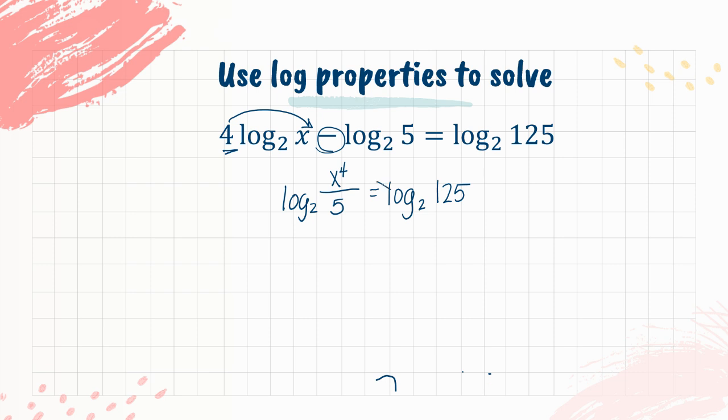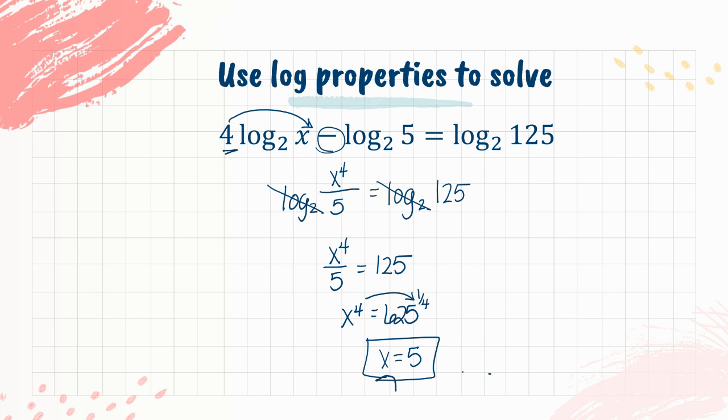Now I have a log on each side, which means that I can cancel. And I'm going to solve what's left. So x to the 4th divided by 5 is equal to 125. My first step is to multiply by 5. And then my next step is to either use my exponent chart to figure out what number to the 4th power is 625, or to flip the exponent and evaluate 625 to the 1/4. Either way, I get 5 as my answer. So x equals 5 here.